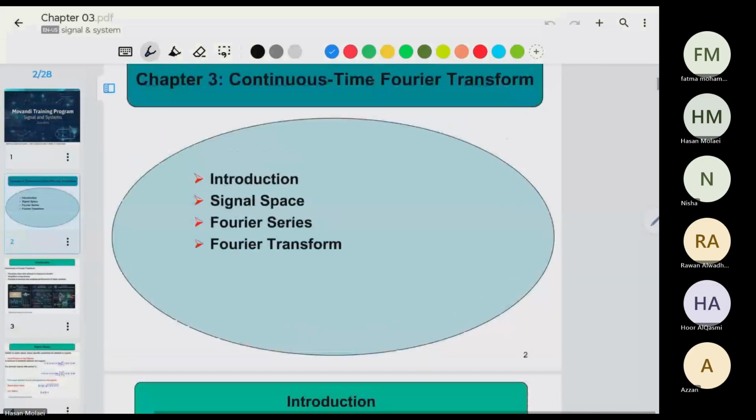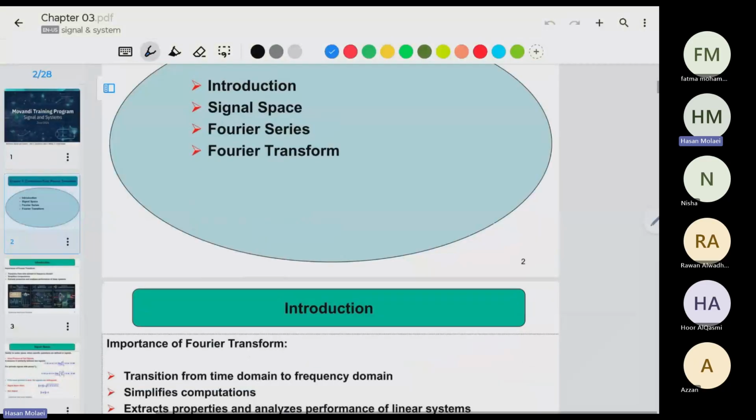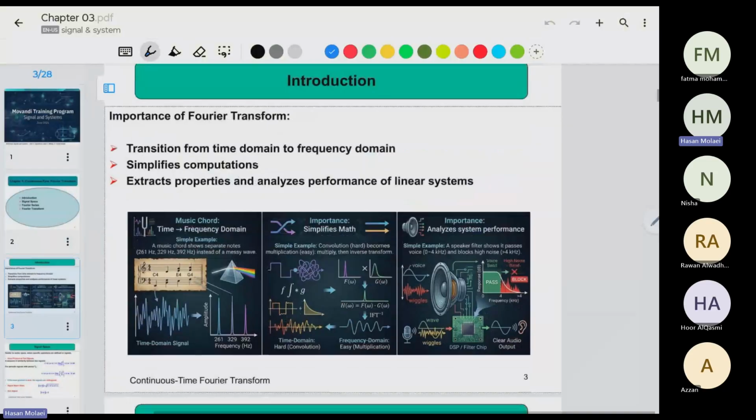Today, we won't go through the continuous time Fourier transform at first. We just go a bit through signal space. We want to give you one introduction to how we find the Fourier transform. After that, we go to Fourier series and Fourier transform. Why is Fourier important? Any idea?